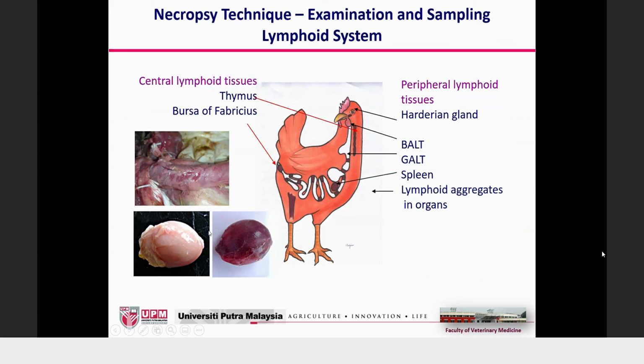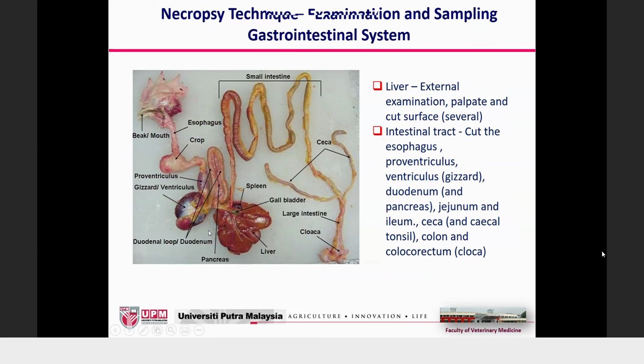And you examine the GIT. I think you're quite familiar with this slide I showed you before. One external examination, then the internal tract, examining those throughout the tract, which is from the oral cavity, esophagus, intestine, ceca, and the cloaca, large intestine.